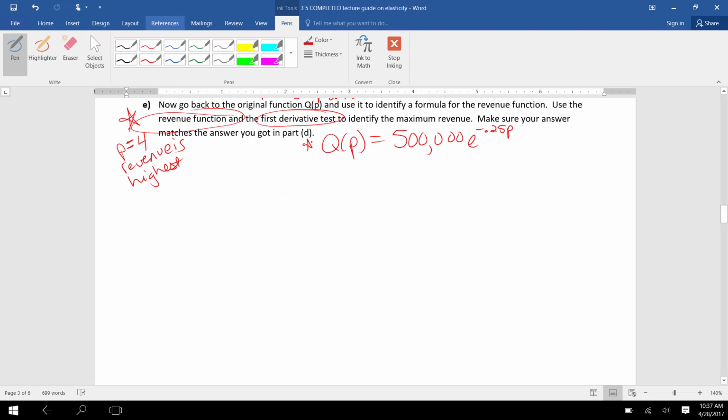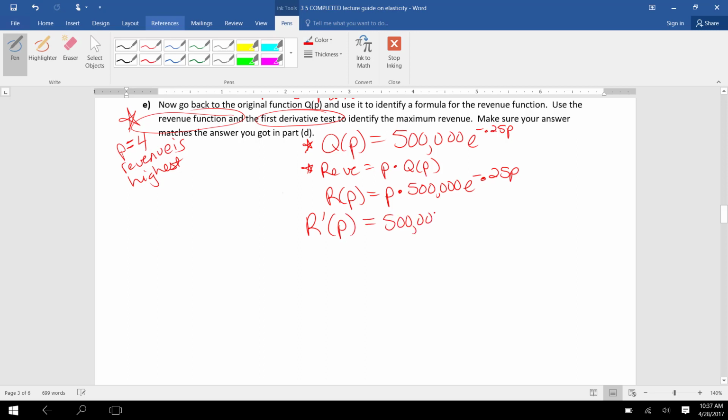So here we have our demand function. We know revenue equals price per item times number sold. So revenue is price per item times the function Q of P. So R of P is P times 500,000 e to the negative 0.25p. To find the highest revenue, I need to find critical points. So I use the product rule to find the derivative. I set the derivative equal to 0, and I'm going to factor the right side of the equation.